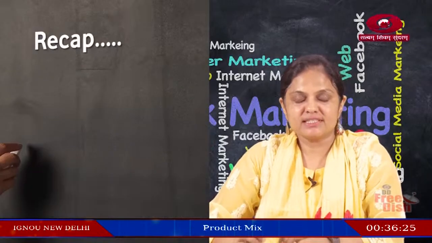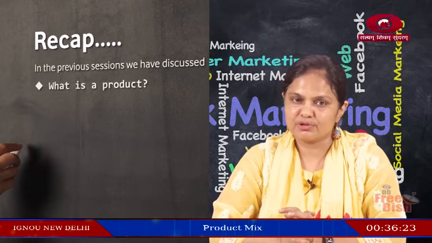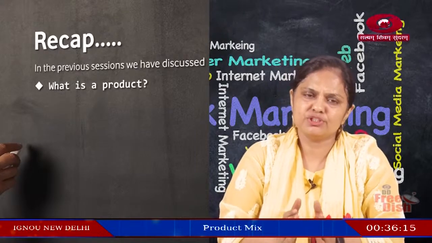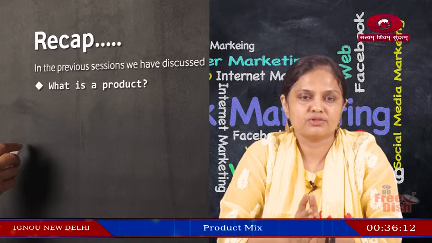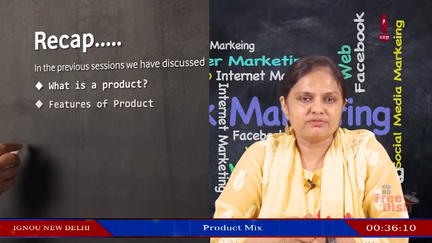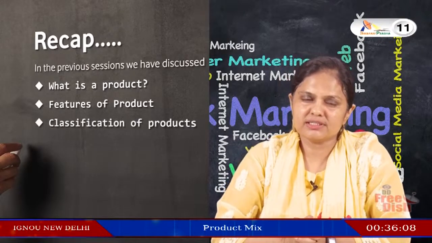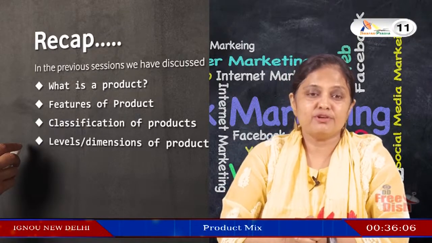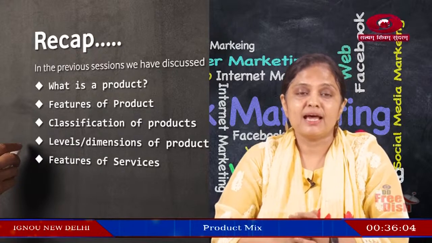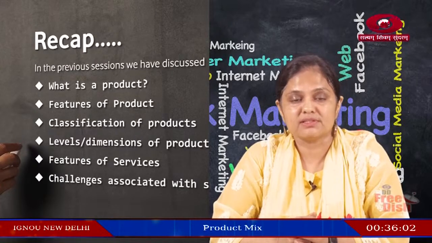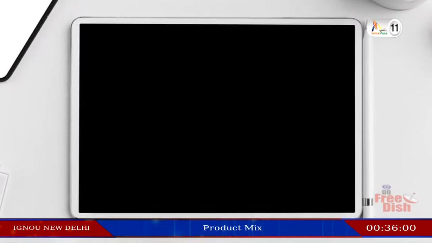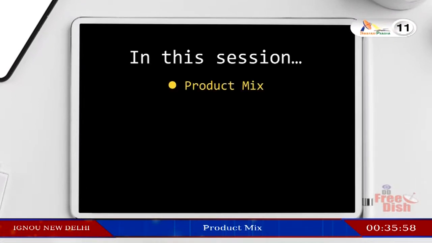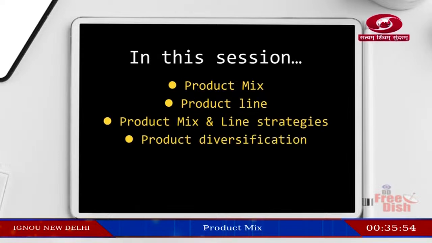Up till now, we have discussed in the previous session what is a product, organizations or individuals, what comes under the scope of product. This is all we have discussed. We talked of the features of the product, classification of products, levels and dimensions of products. We also talked of features of services and the challenges that are associated with the services. In this session, we are going to discuss product mix, product line, product mix and line strategies, and product diversification.